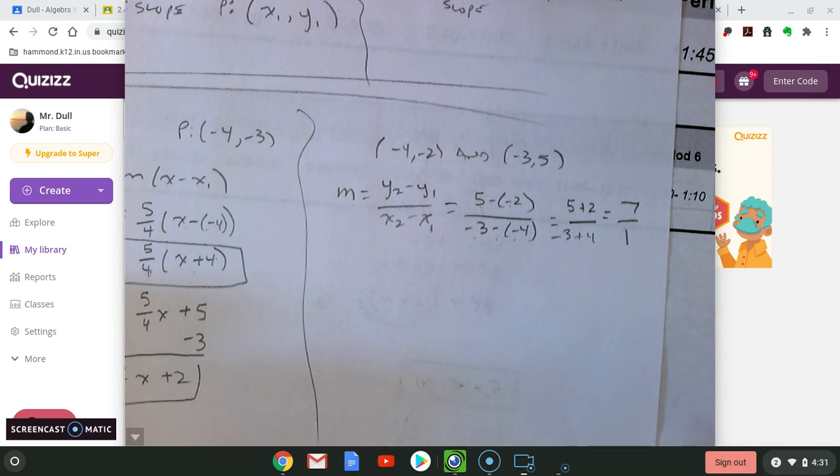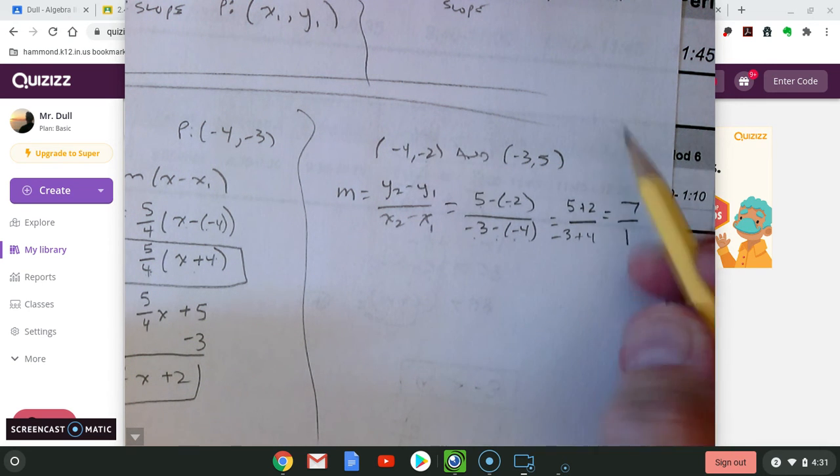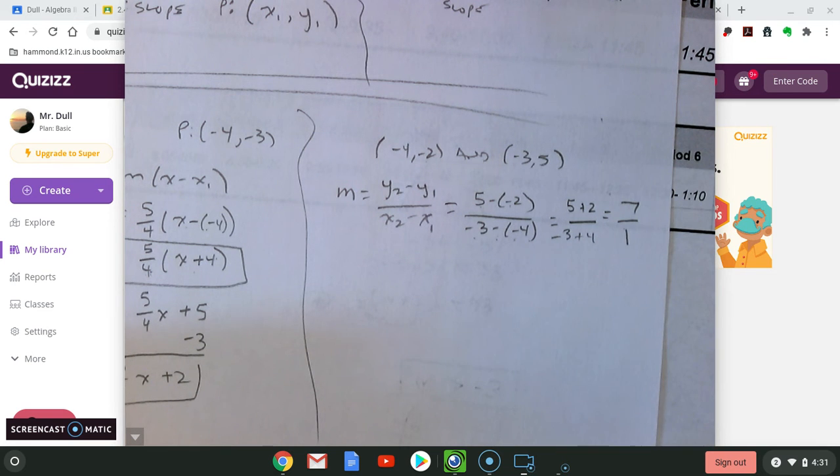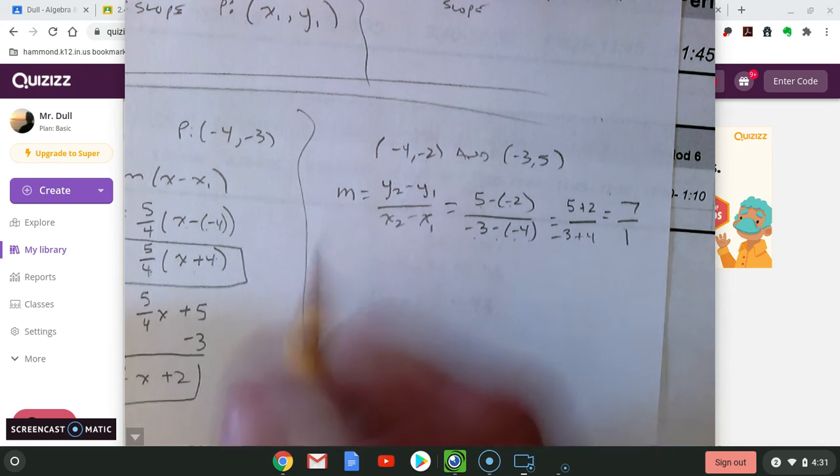So this seems like it has a slope of 7 over 1. And if we think about where these 2 points are, negative 4 and negative 3 are right next to each other on the x-axis. This point is 5. This one's negative 2. Yeah, a slope of 7 makes sense there. Okay, so we have a slope of 7.